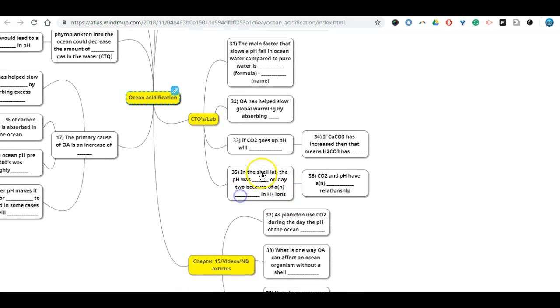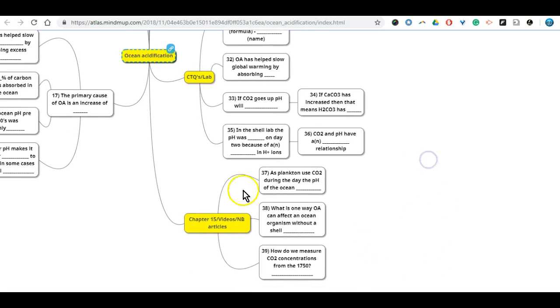All right, number 35. In the shell lab, the pH was acidic on day 2 because of the loose hydrogen ions. It's still acidic, even on day 2. You could put that it's more basic too, but it was still an acid. Number 36. CO2 and pH have an indirect relationship. Again, that was covered earlier.